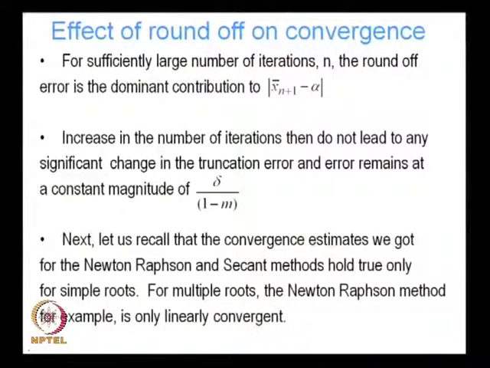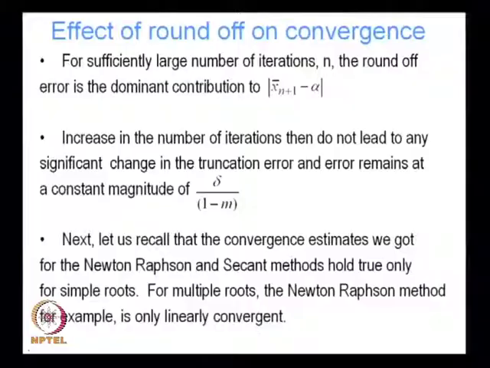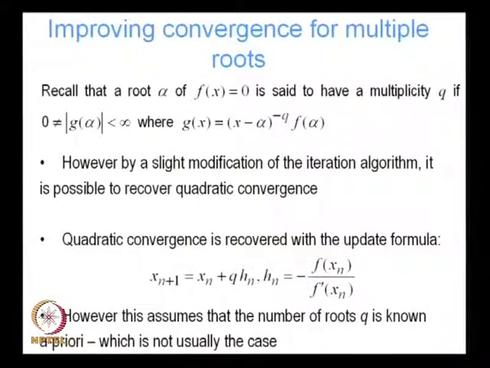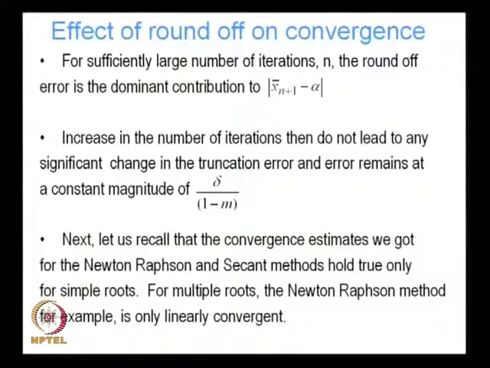Next, let us recall that the convergence estimates we got for the Newton-Raphson and secant methods hold true only for simple roots. For multiple roots, the Newton-Raphson method, for example, is only linearly convergent. So, we will talk about improving the convergence of Newton-Raphson for multiple roots, but at this point I want to talk a little bit more about this error bound.